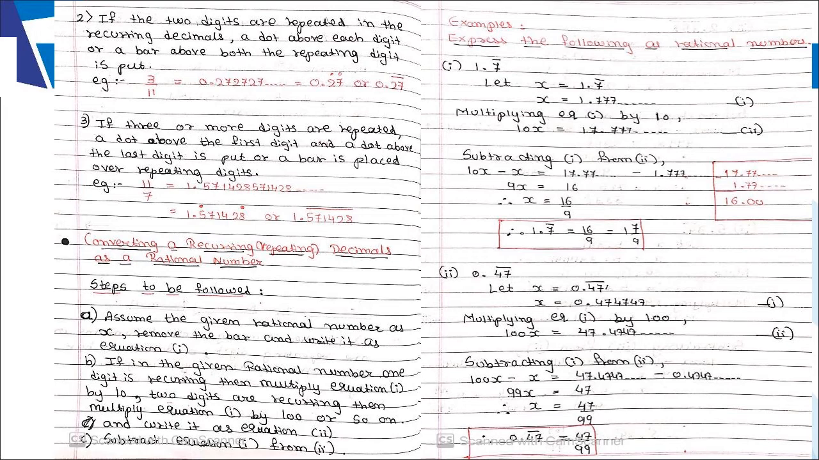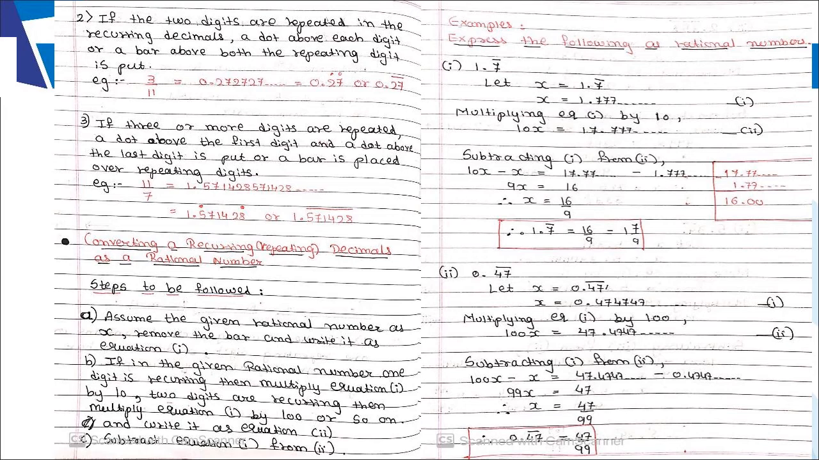Assume the question as x, so let x is equal to 0.47 bar. Remove the bar and write it as equation number 1. Then here 4 and 7, 2 digits are recurring. So 2 digits are recurring, so we will multiply by 100. So I have multiplied equation 1 by 100. So x multiplied by 100 is 100x.